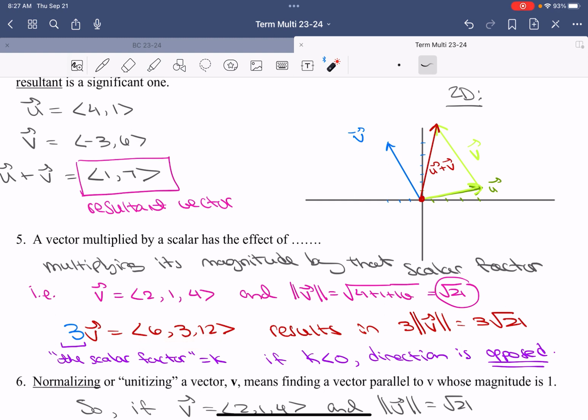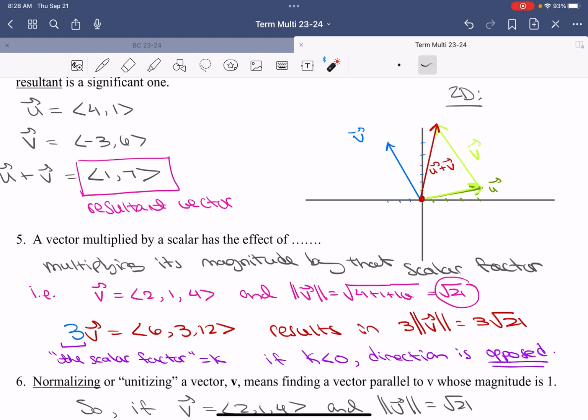What is the effect of multiplying a vector by a scalar factor? Well, let's see. Here's vector v, and notice that the vector v has a magnitude of radical 21. If you multiply a vector by a scalar, it multiplies the original magnitude by that scalar. So the magnitude of 3 vector v is going to be 3 times radical 21.